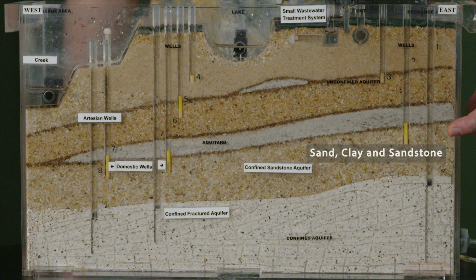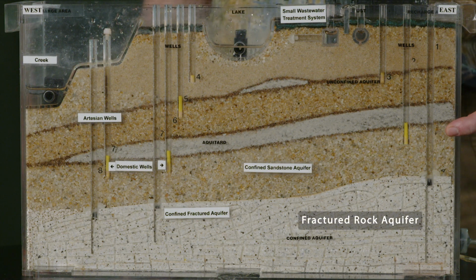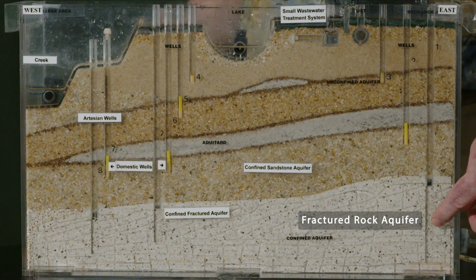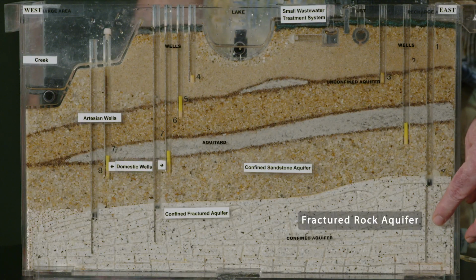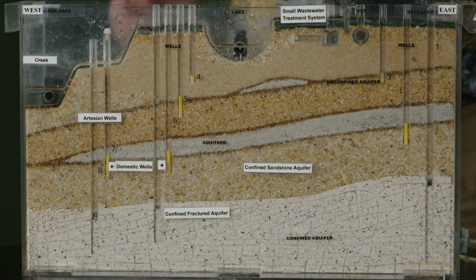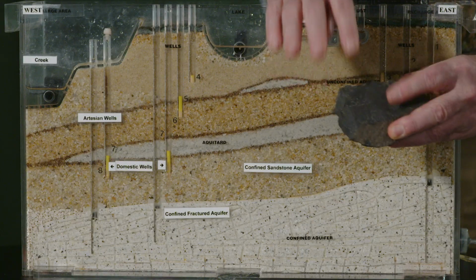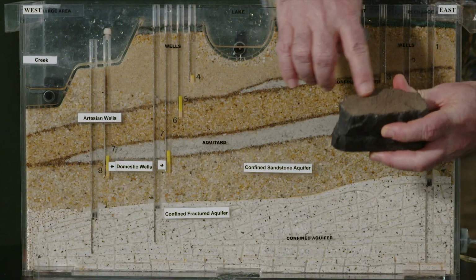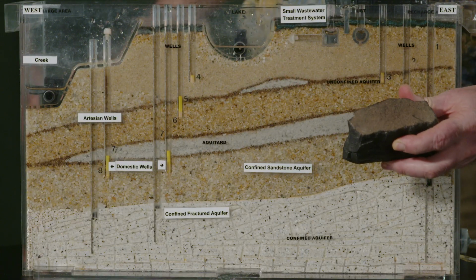This package of sediments overlies the fractured rock aquifer, which serves as the prolific aquifer in the Willamette Valley and across Oregon. The Columbia River basalt is found north of Corvallis. The water-bearing fractures are easy to identify due to iron staining on the fracture planes.